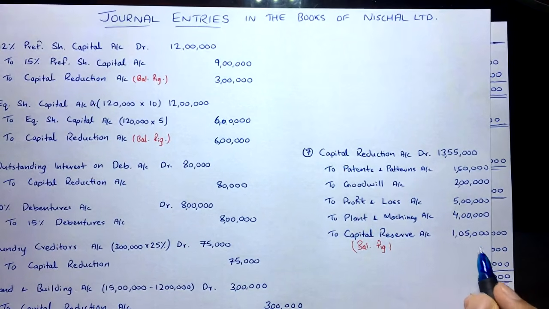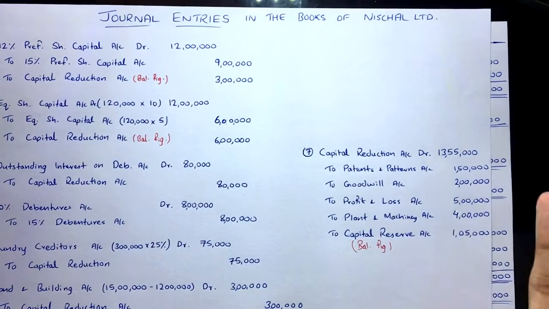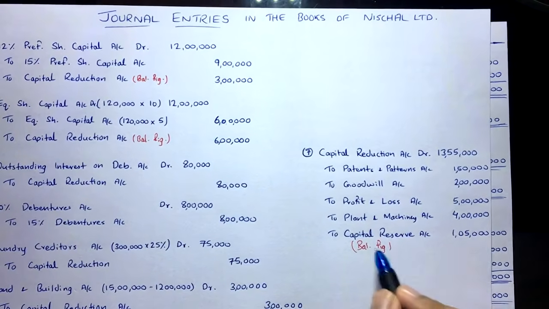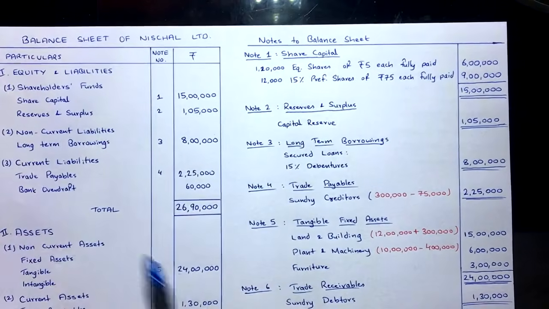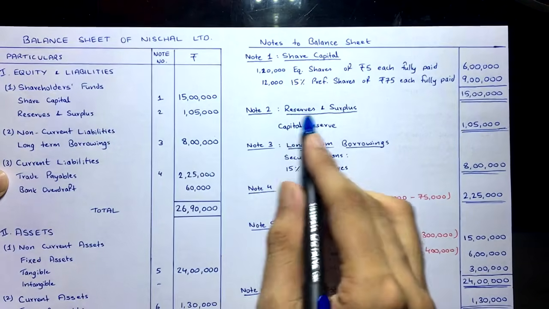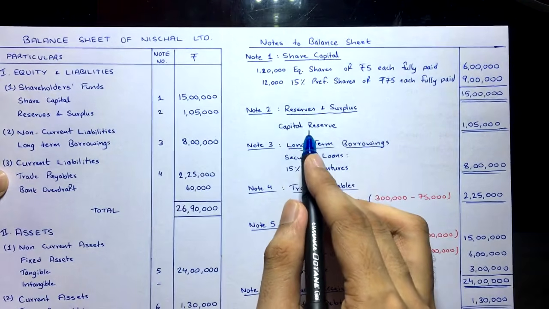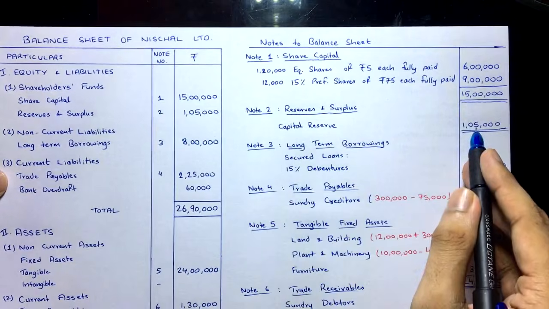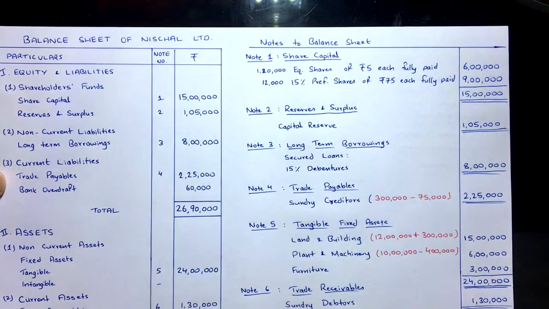1,05,000, right? So now this 1,05,000 has to be recorded in the new balance sheet. Yes, we have got a reserve now, capital reserve of 1,05,000. So that is what we have to take in the new balance sheet. Reserves and surplus, note number 2, write it over here. What reserve? Capital reserve. From the journal entry, 1,05,000. Simple.